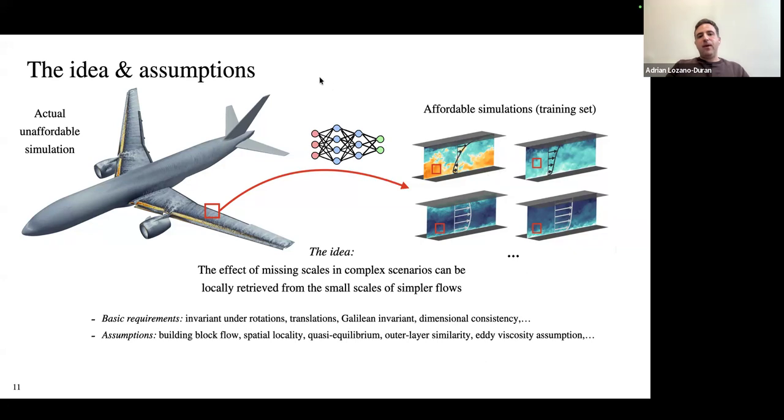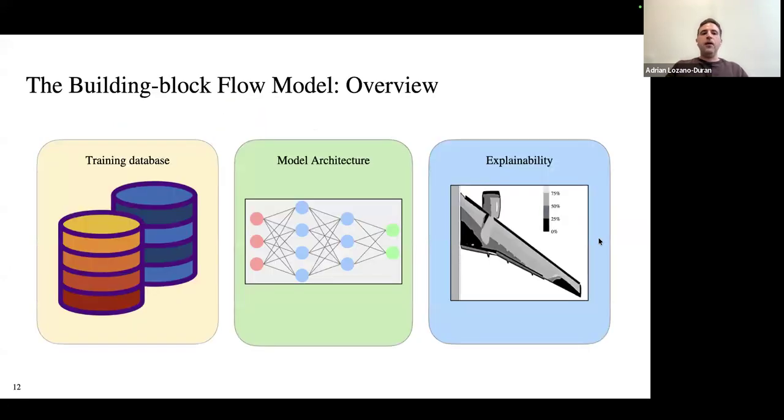So the way we are going to do this mapping, essentially I'm going to have a function that is parameterized with a neural network, and that's what is going to allow me to recover the effect of the smaller scales on the large ones. The model has three components, or the way I'm going to explain it, in three components. What is the database that I use for training the model? How is the model designed, the architecture? And also the model contains explainability. By this, I mean the model will also give me some information about why it's making predictions. So what are those predictions coming from?